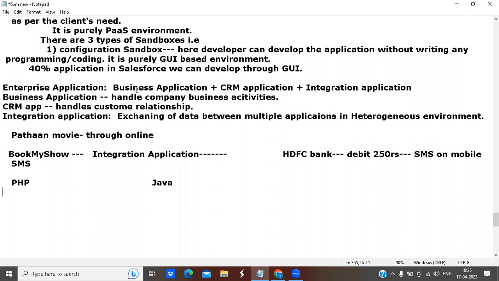So if you want to develop an enterprise application using Java technology, it takes a minimum of 5 to 6 years to develop the application. How many years?